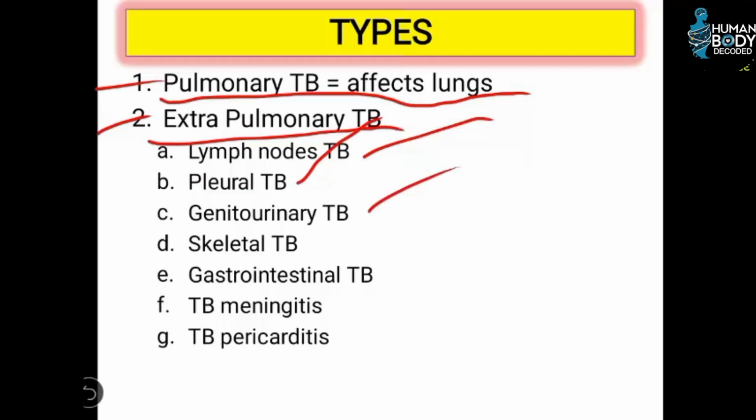Genitourinary TB. This affects the reproductive and urinary systems. Skeletal TB. This affects bones. Gastrointestinal TB. This affects the digestive system. TB meningitis. This affects the brain. TB pericarditis. This affects the heart lining.